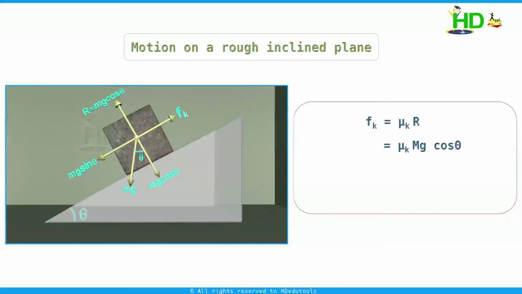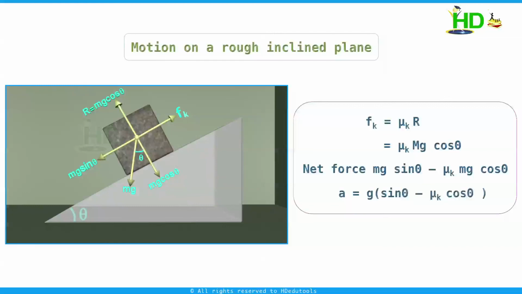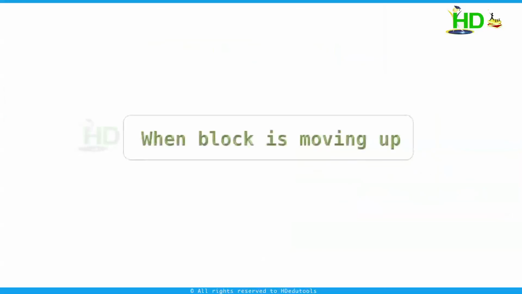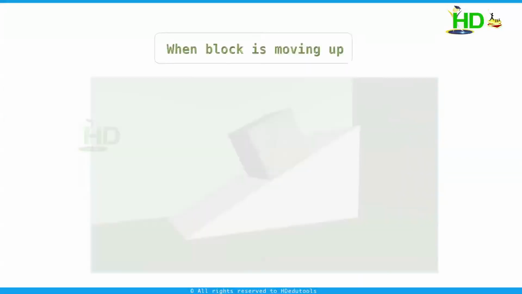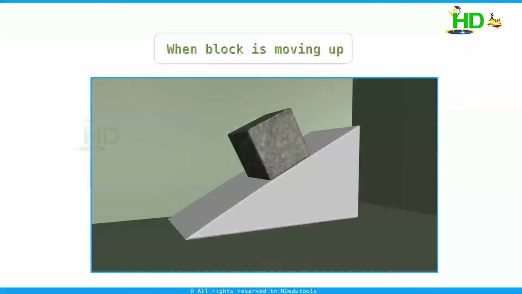When the body is sliding down with acceleration a, the net force acting on the body is mg sin theta minus mu k mg cos theta. Therefore, the acceleration a equals g into (sin theta minus mu k cos theta). Suppose the body is moving up. Now we try to write the equation for acceleration when an object is moving up an inclined plane.